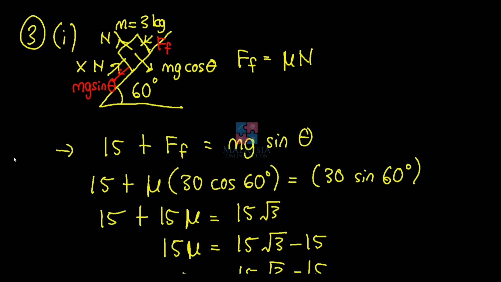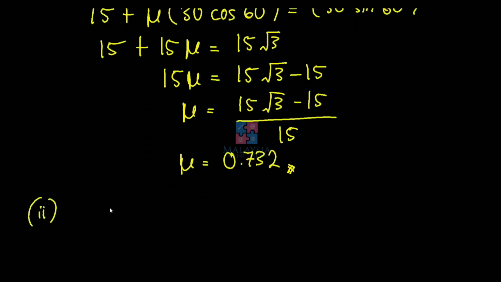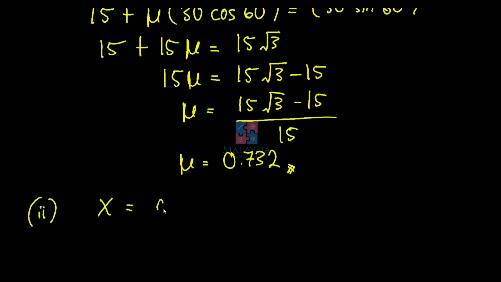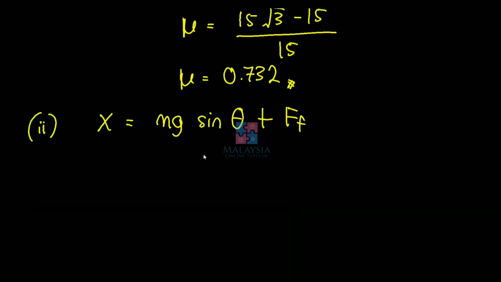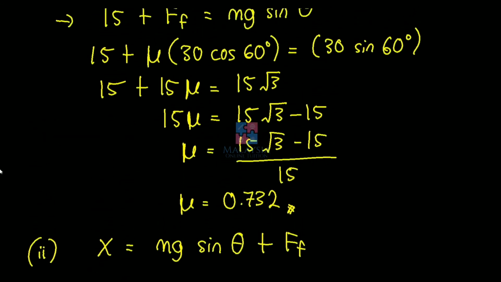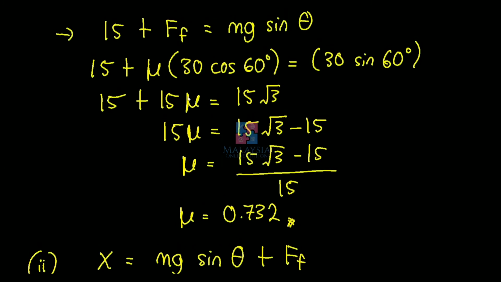So now your F equals ma will be something like this. Your x will be equal to, meaning now you are going against the frictional force, so x equals mg sine theta plus the frictional force. This is what we are going to have. So we already have everything, because we have the frictional force already. The frictional force is 15 mu.